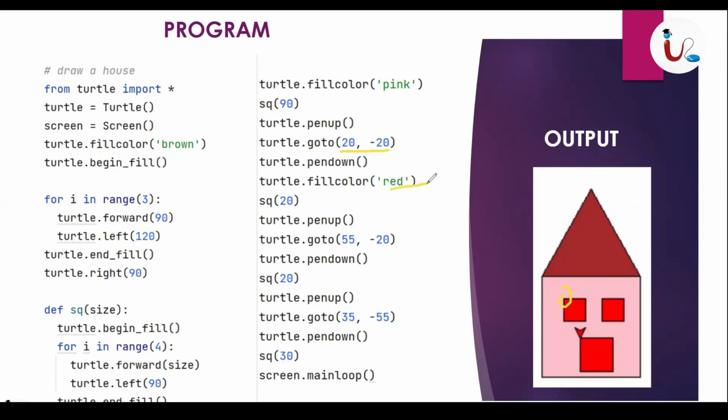Now changing the fill color and calling the function again. So it will make this square. Again the same thing, pen up, making it move on to the next position and putting the pen down. Then calling the function to draw the second square. Same thing for the third one.